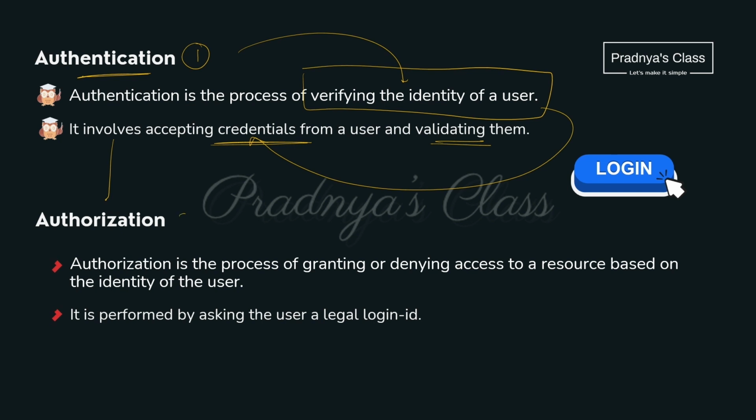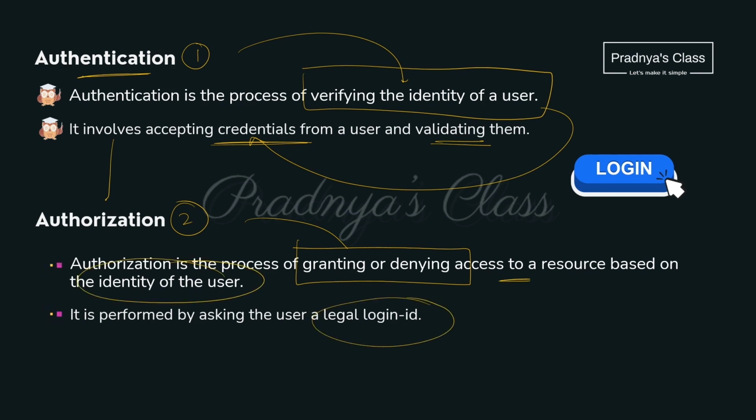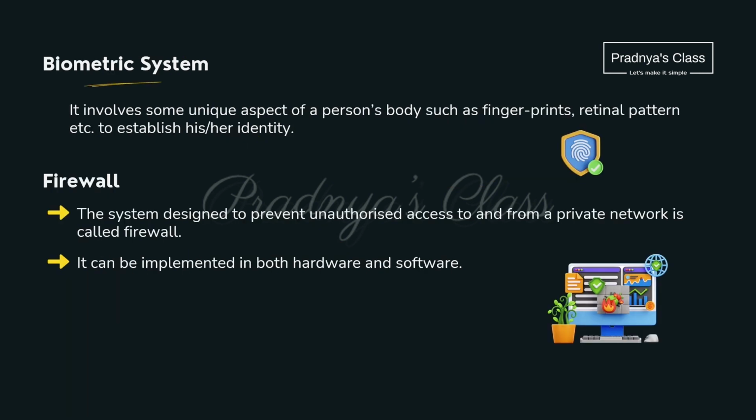The second concept is authorization. It's the process in which we grant or deny access to the user based on the identity of the user. Generally we do this with a login ID. There are some more protection mechanisms. Here is the biometric system, with the help of which we can identify a person using the person's body's unique aspects like fingerprint or retinal pattern.